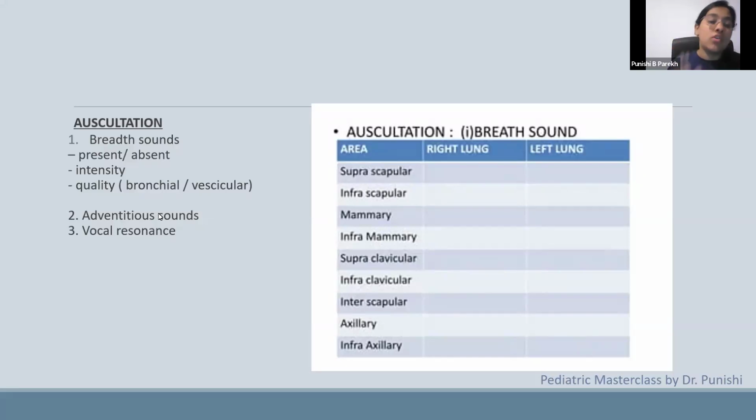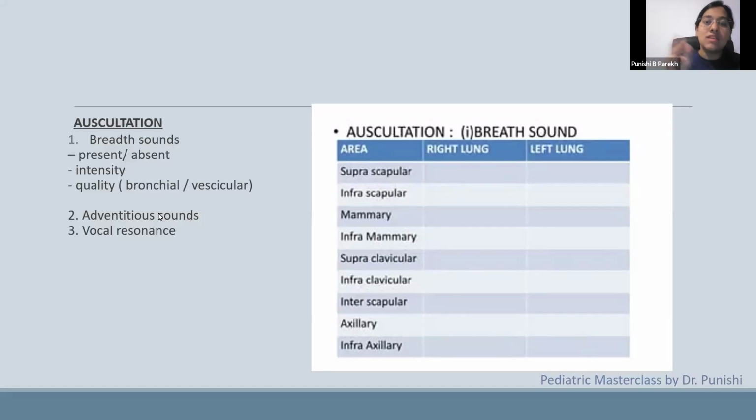So what do you check on auscultation? First, you look at the breath sounds. Whether the breath sounds are absent or present, what is the intensity? Is it increased or reduced breath sounds? And what is the quality? Is it bronchial or vesicular? Along with the breath sounds, you also check for adventitious sounds, whether you can hear crepitations, rales or crackles. And what is the vocal resonance?